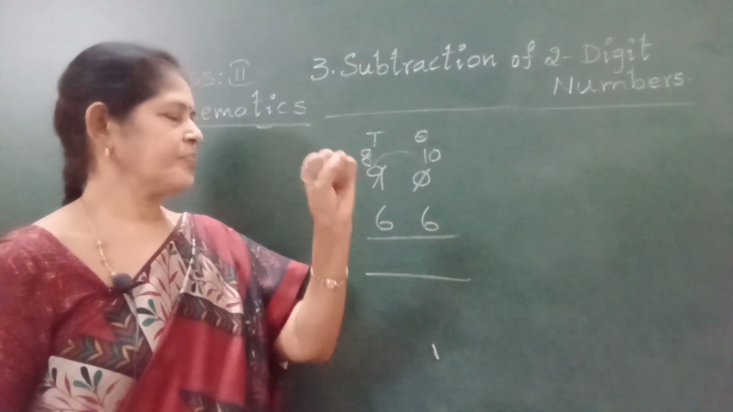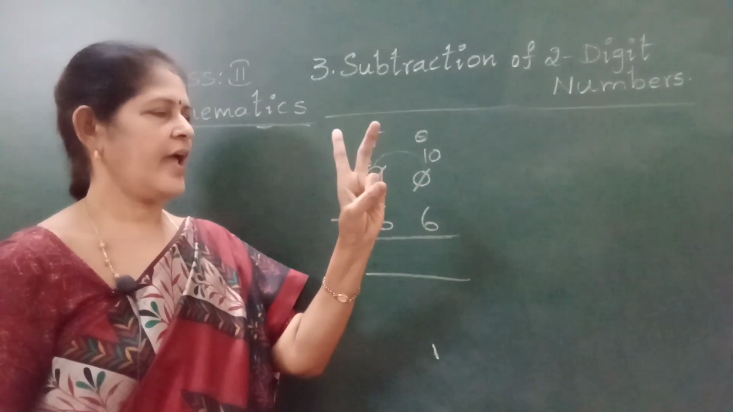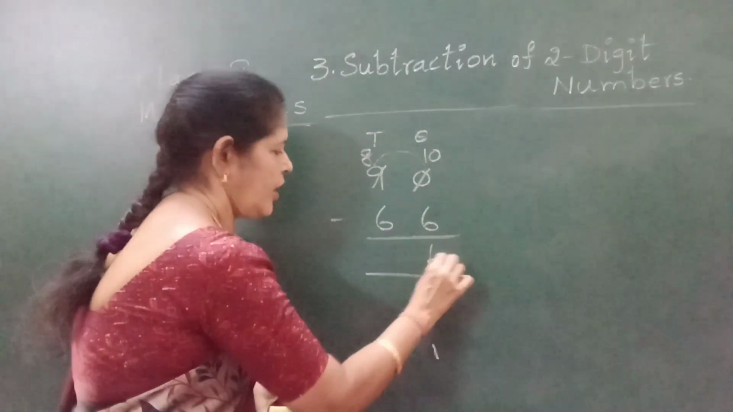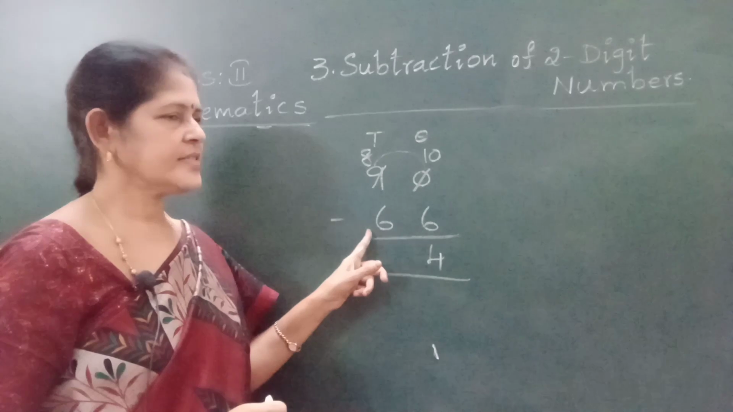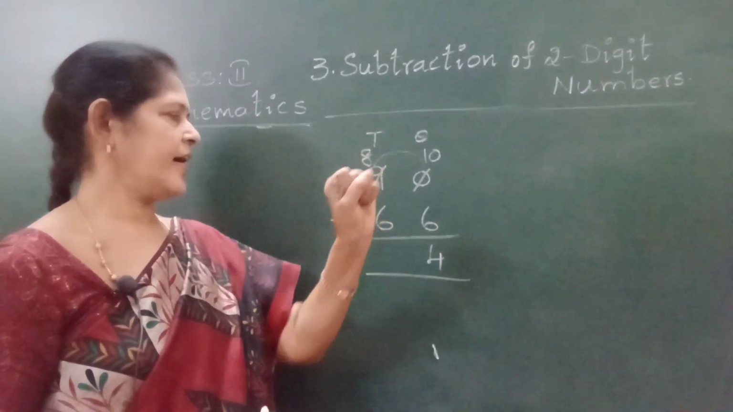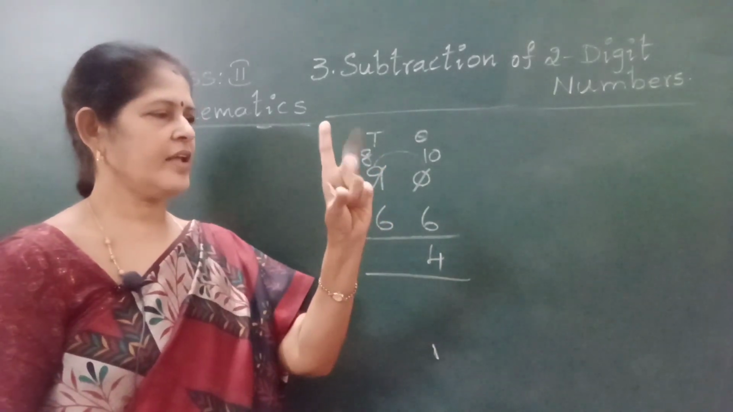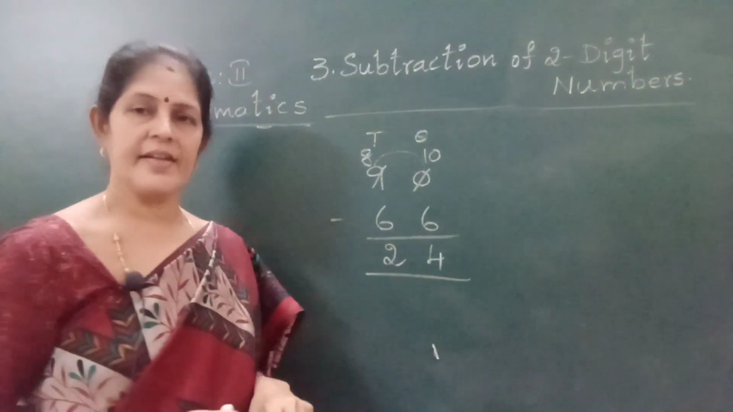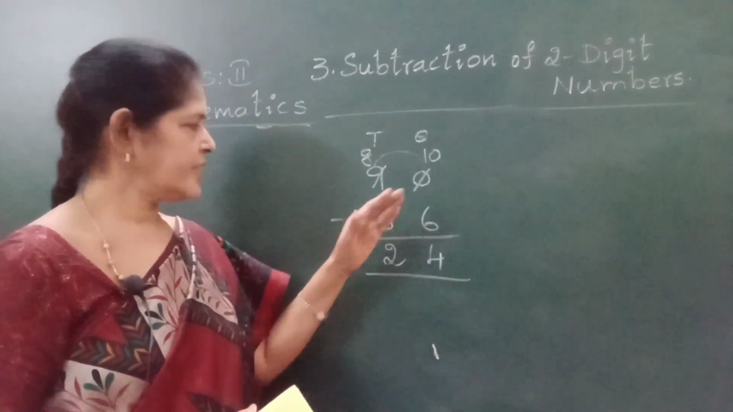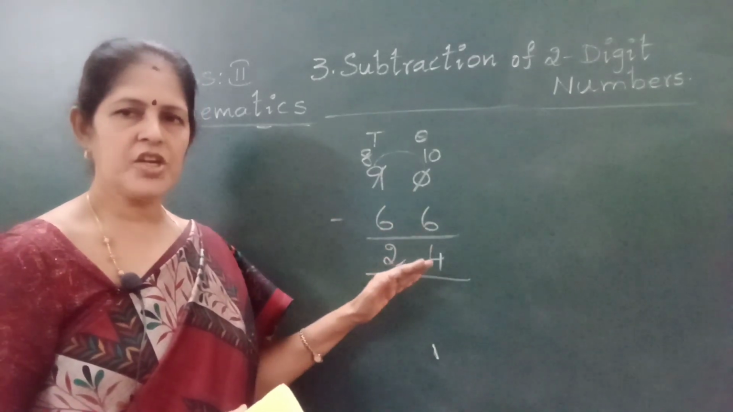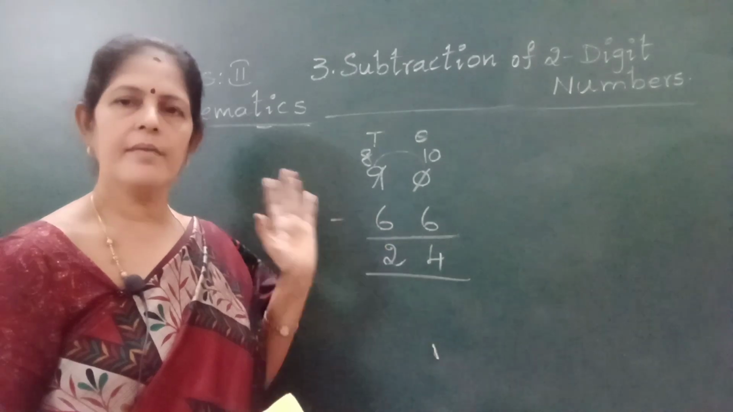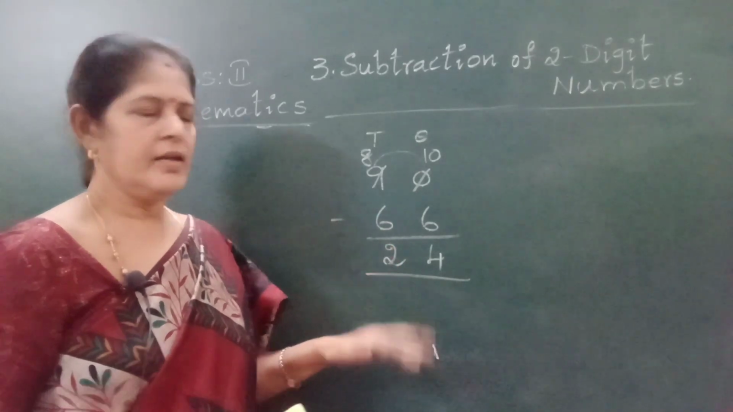Close fingers. 6 after 7, 8, 9, 10. 4. Now tens. 8 minus 6. Again close fingers. 6 after 7, 8. 2. The difference is 24. Okay, this is subtraction of a 2-digit number from a 2-digit number using the borrowing concept. Next one.